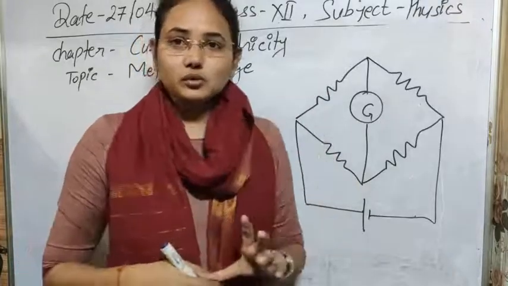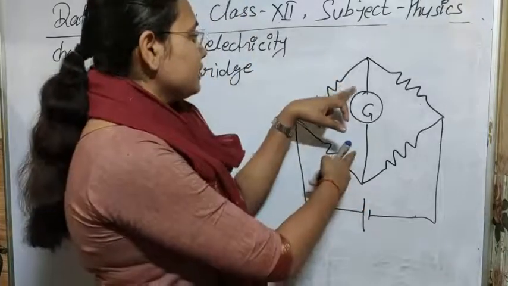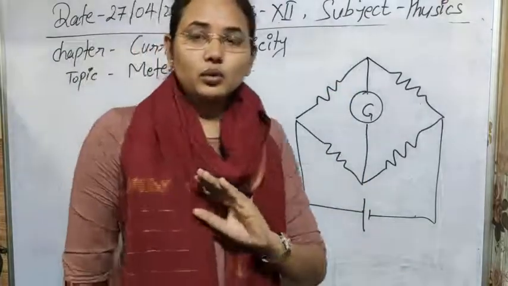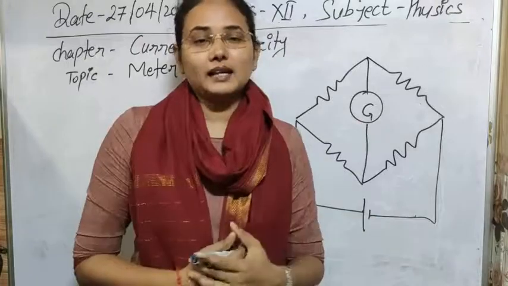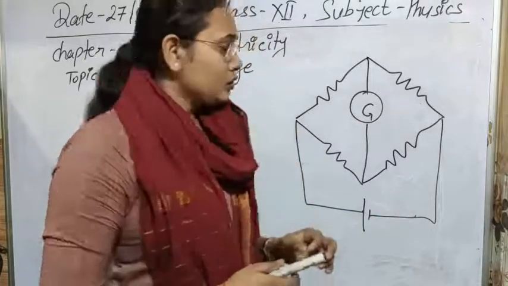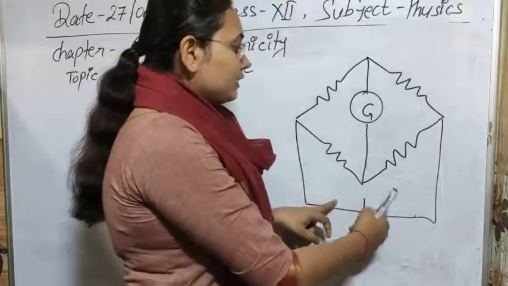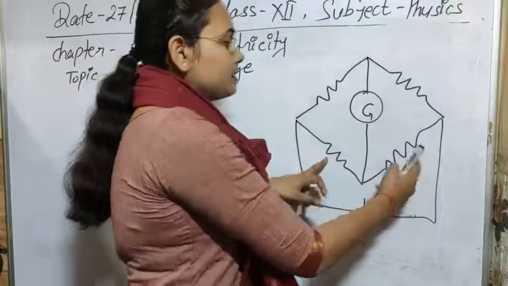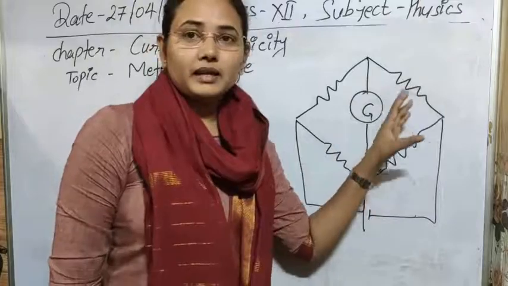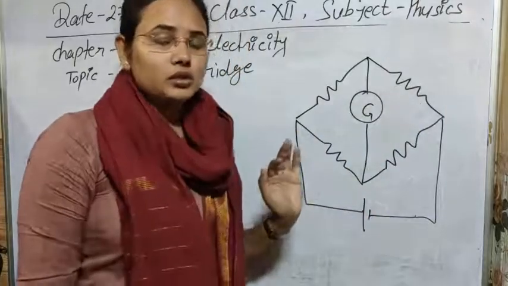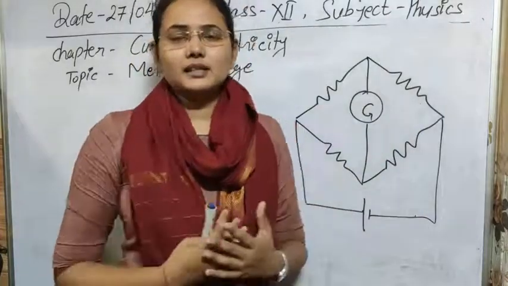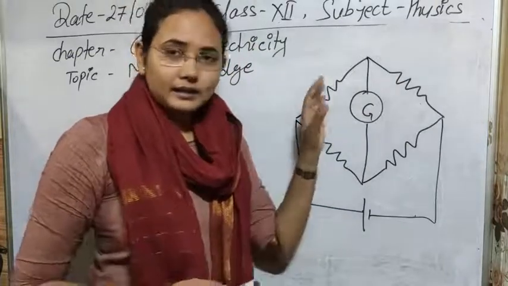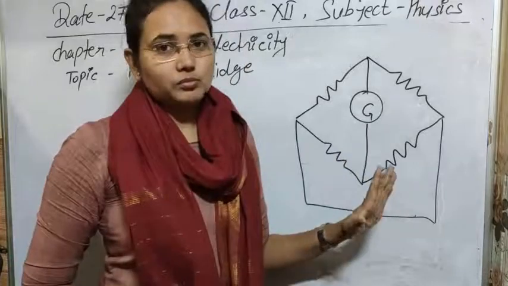One more thing I told you: if you interchange the position of the galvanometer with the battery, then there is no effect on the current flowing in the galvanometer. Clear? Even I told you this is P, this is Q, this is R, this is S. So in place of P by Q you can take P by R also. There is no effect if you interchange these things. So I think the Wheatstone bridge is clear.